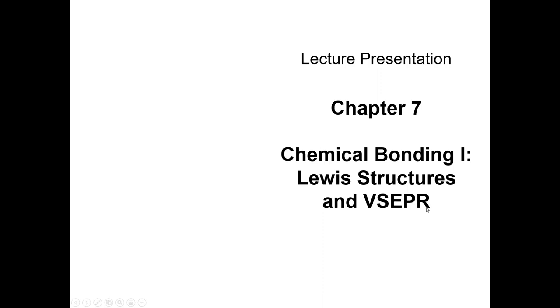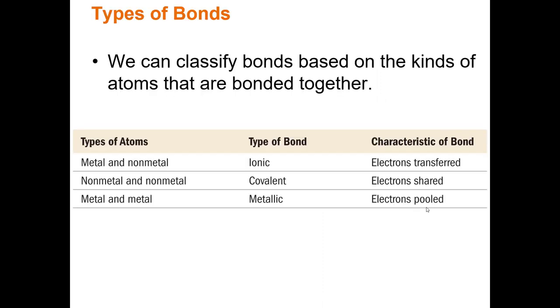Chapter 7, Chemical Bonding. There are three types of bonds that occur between atoms. Depending on whether the atom is a metal atom or a non-metal atom, there are different types of bonds.